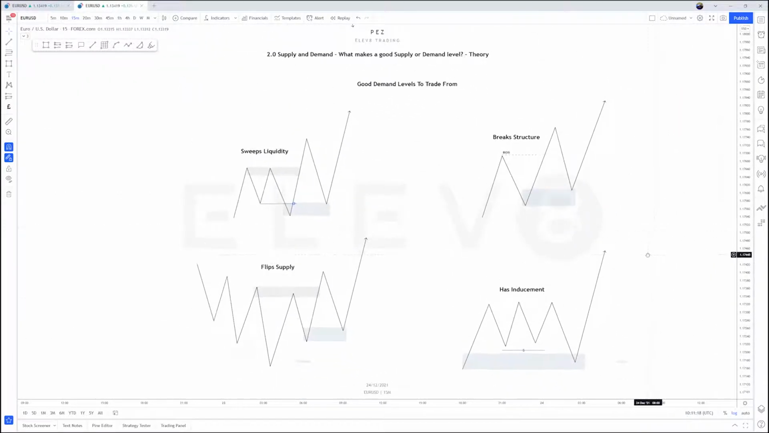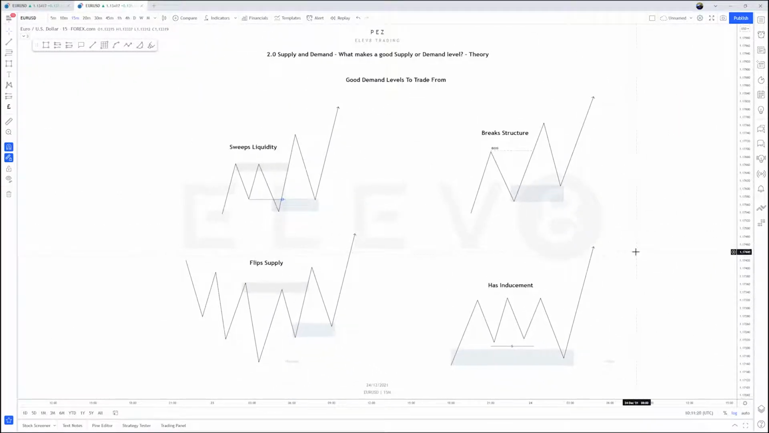And here's the examples, but in demand format. So these are good demand levels to trade from. The first one, it taps into a supply here, pulls back, and then creates this low before sweeping it, leaving behind the demand level when supply fails, which we look to trade from.